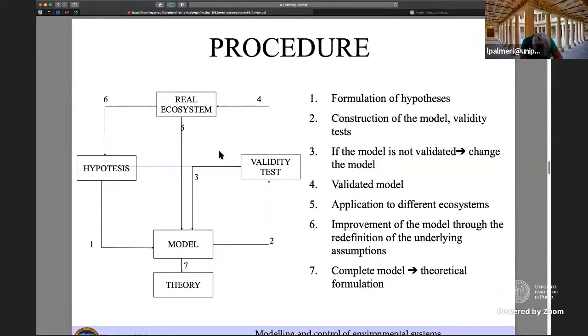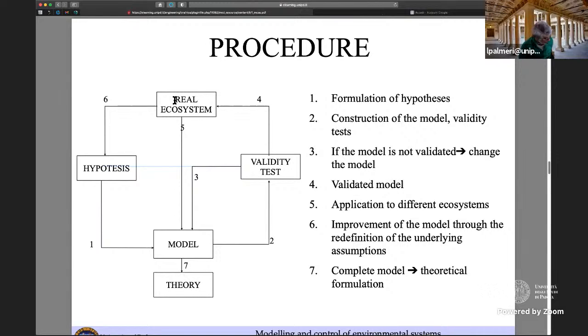Then we try to test the performance of our models. For example, once we have formulated mathematical equations linking algal concentration to nutrient loads, we shall verify that if we increase the nutrient load, we expect an increase of algae concentration. So if our model responds like we expected, we may say that the model is validated. So we are ready to apply it to real ecosystems.